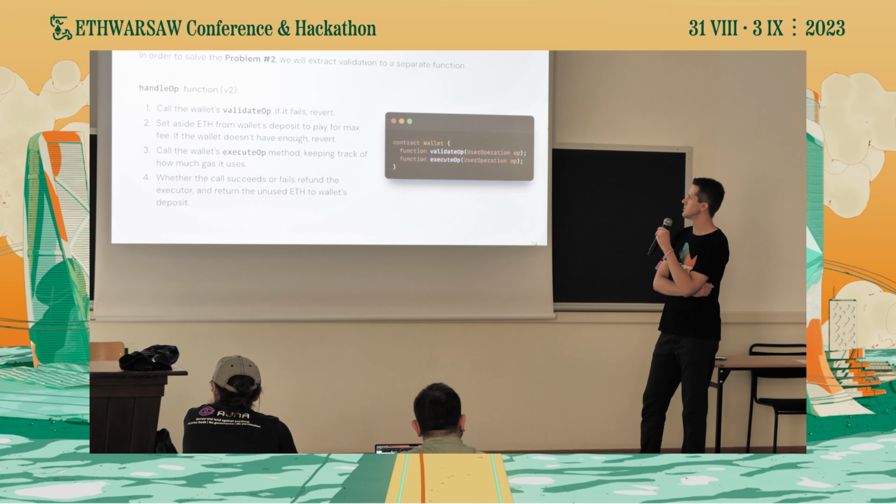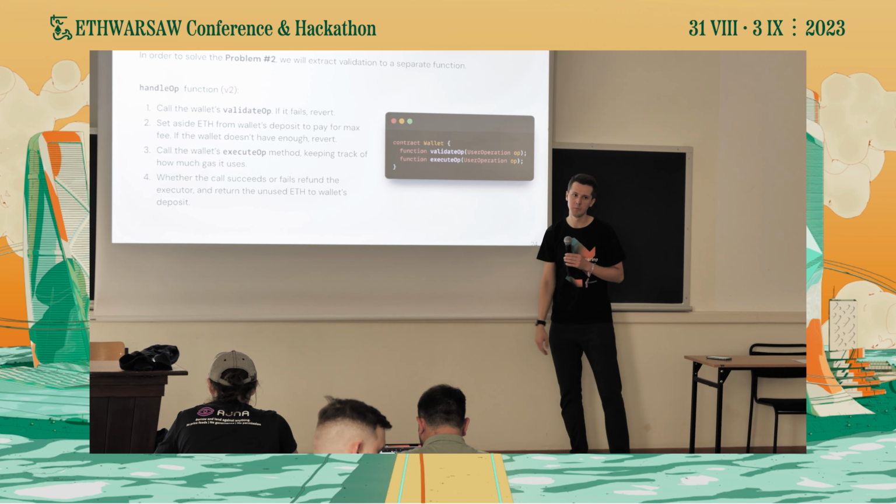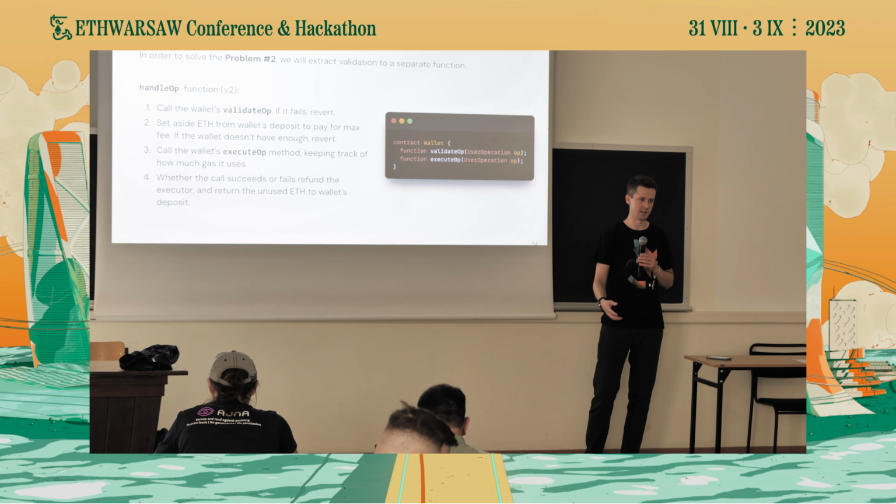In validateOp, we will put only the validation part. So we will authenticate this user operation. So if you are a wallet, for instance, Gnosis Safe Multisig, in validateOp, you would put the signature verification, and in executeOp, you would put the code that operates on the data of the user operation, right?